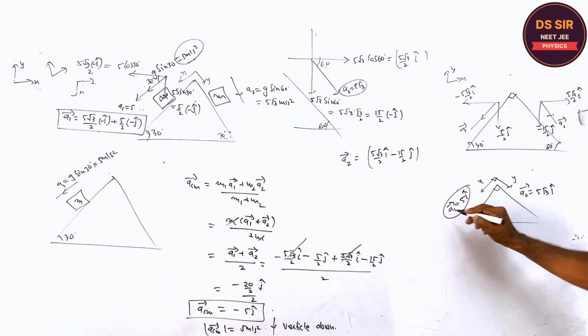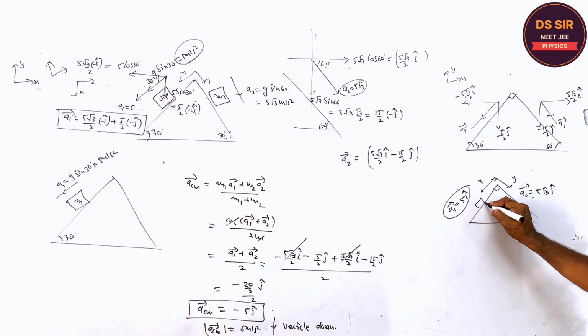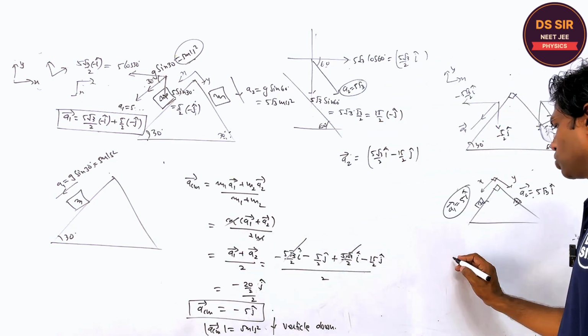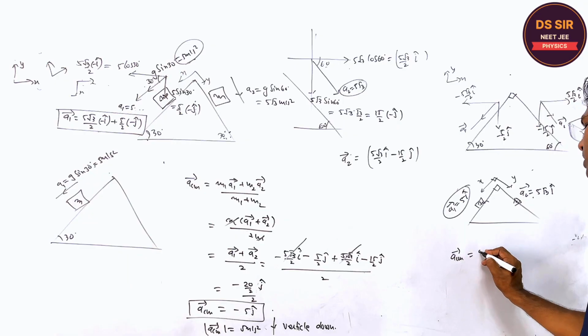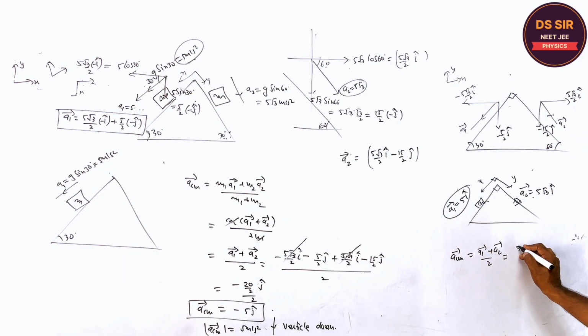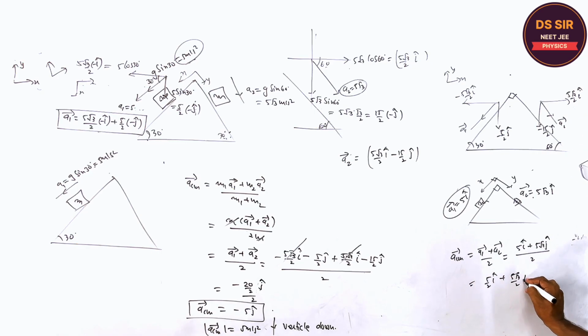This is the A1 vector, this is the A2 vector. So the mass is m, the mass is m. Again, if m is the same, what is the acceleration of center of mass? It is A1 vector plus A2 vector upon 2. So A1 is 5 i, A2 is 5 root 3 j cap, divided by 2. Is it clear or not? So this is 5 by 2 i cap plus 5 root 3 by 2 j cap.